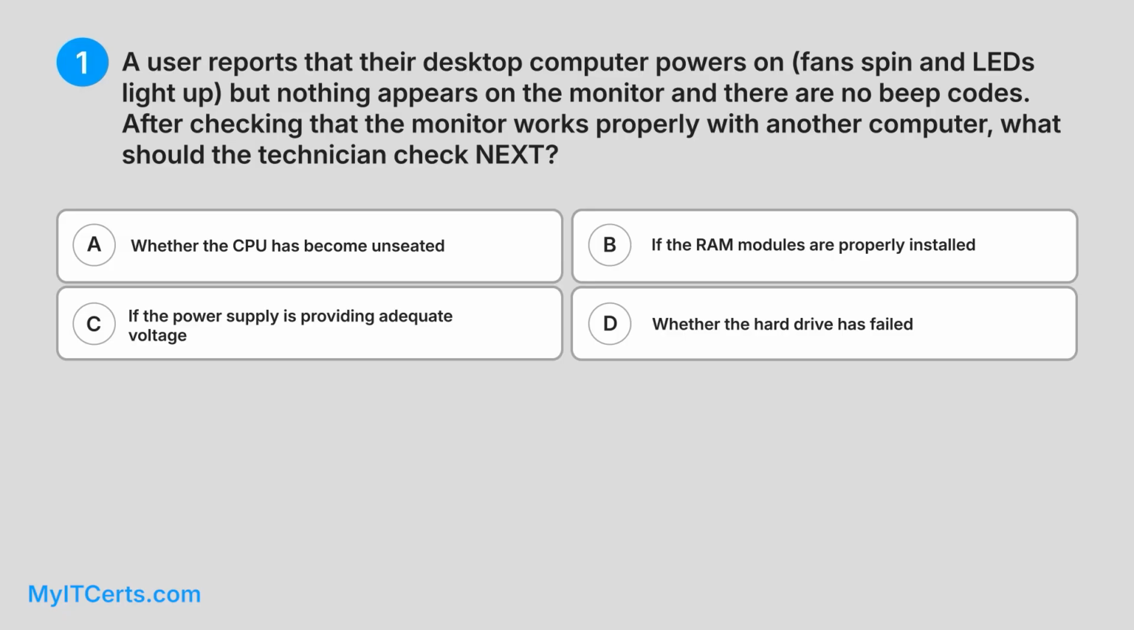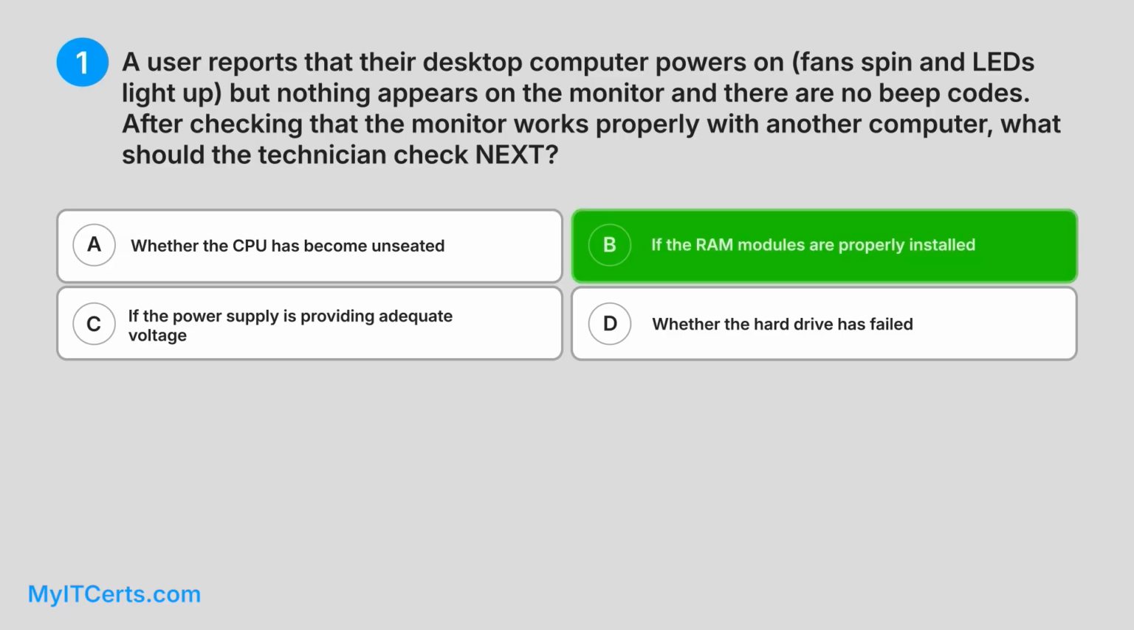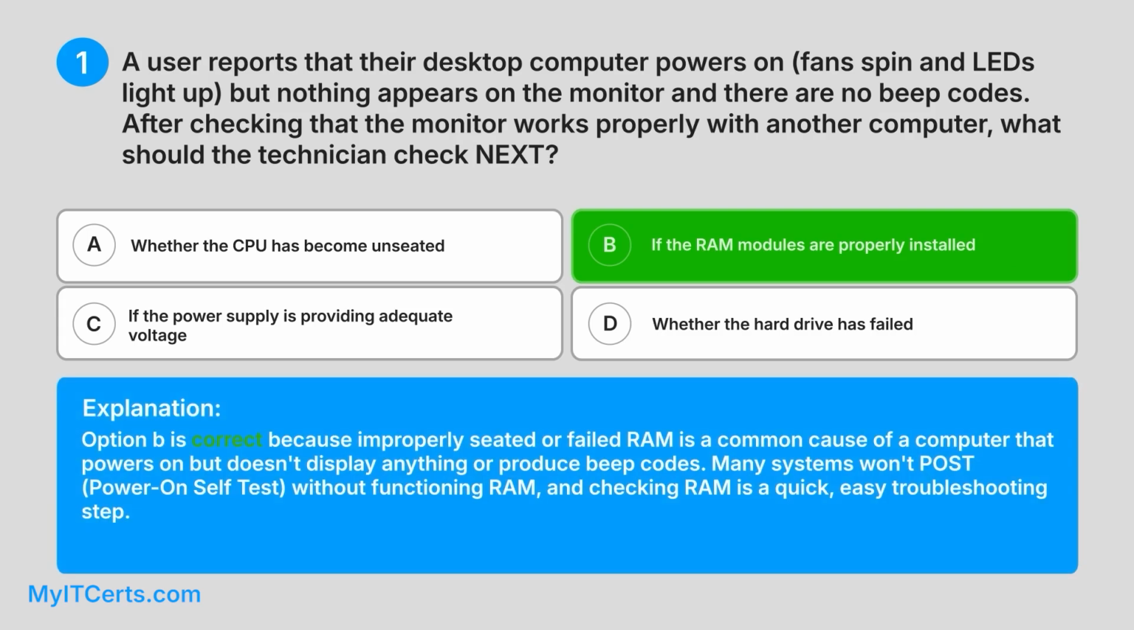Correct answer. B. If the RAM modules are properly installed. Explanation. Option B is correct because improperly seated or failed RAM is a common cause of a computer that powers on but doesn't display anything or produce beep codes. Many systems won't power on self-test without functioning RAM, and checking RAM is a quick, easy troubleshooting step.